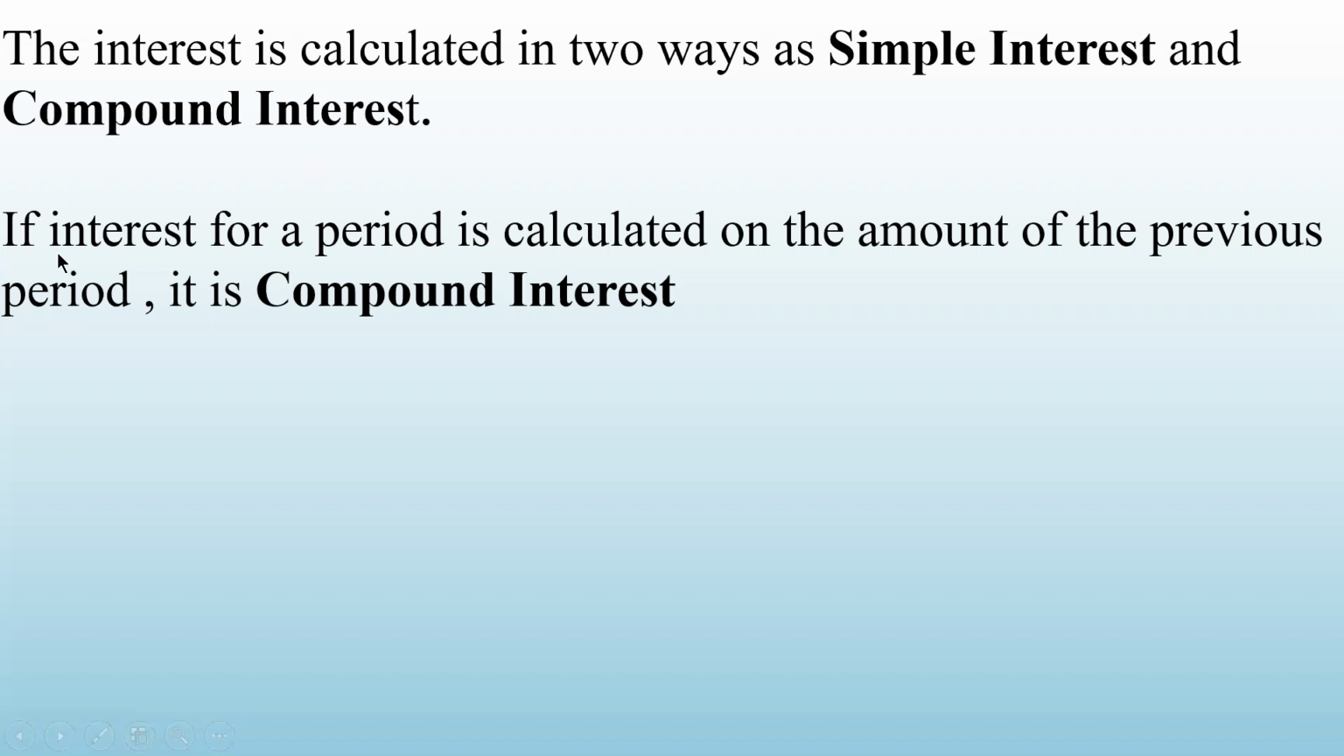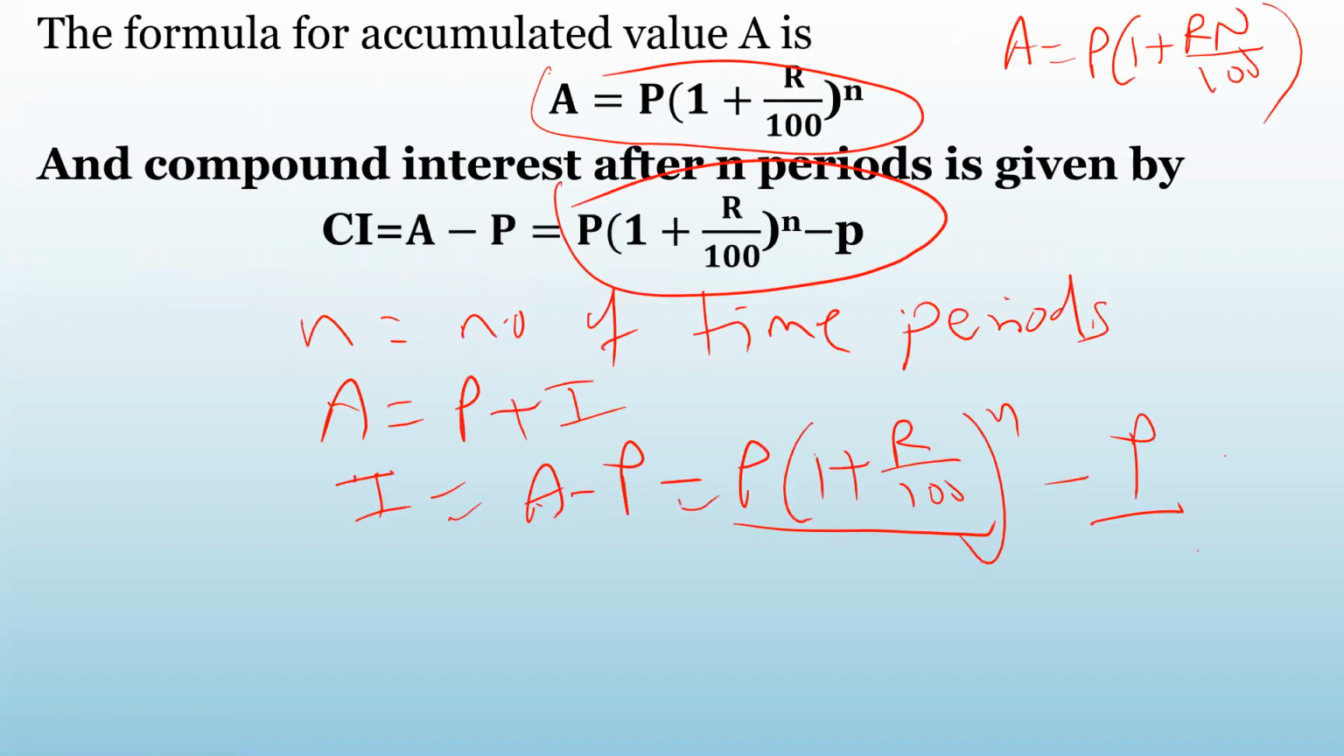Now the major difference between simple interest and compound interest is, in simple interest, the interest is always calculated on the initial principal. Whereas in compound interest, for a particular period, the interest is calculated on the amount of the previous year. So if the interest for a period is calculated on the amount of the previous period, then it is called as a compound interest. Let me explain you with the help of one example.